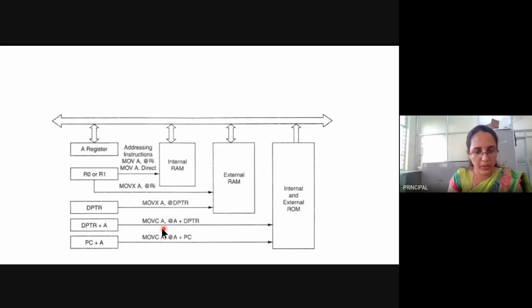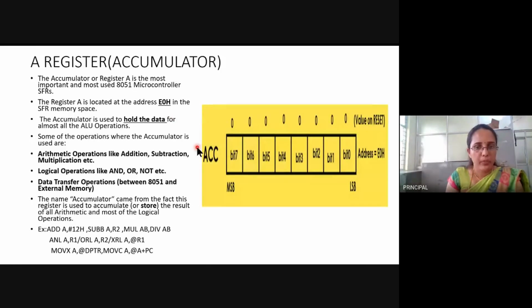We are accessing external and internal RAM by using the accumulator. So overall, the accumulator is an 8-bit register, the reset value is 000, and its SFR address is E0H. It is used to hold or store the result of an instruction, and it is used for arithmetic operations, logic operations, and data transfer instructions, either to internal or external memory.